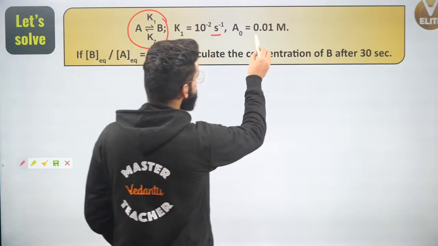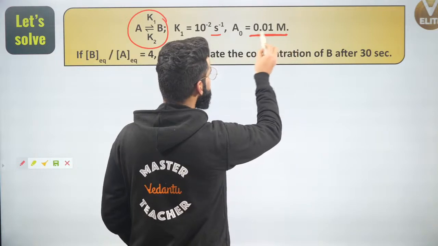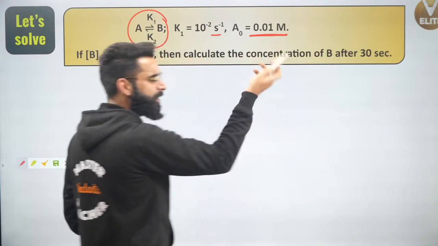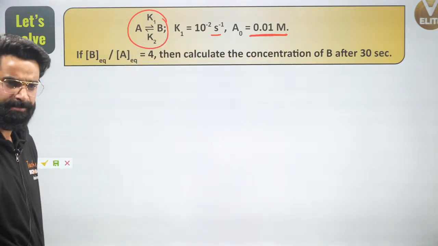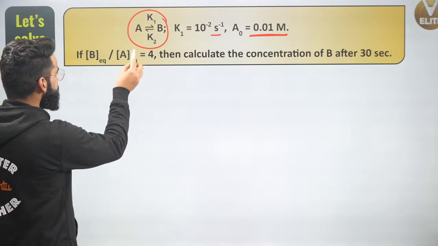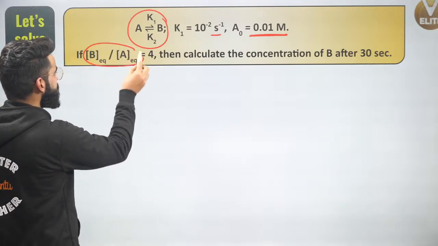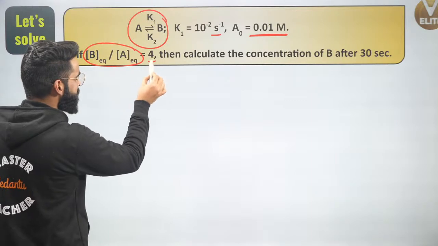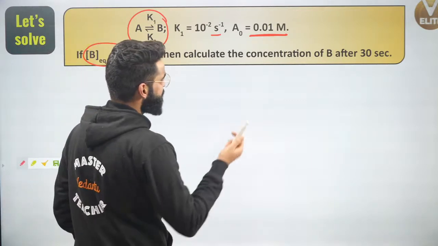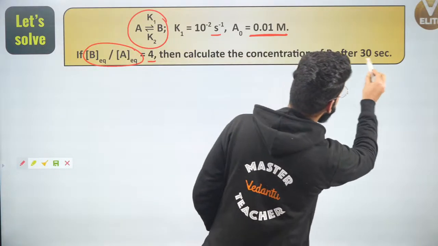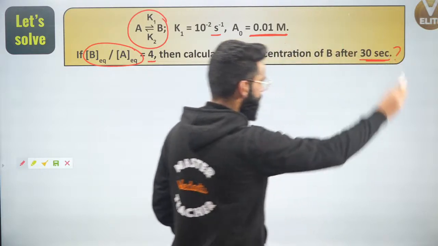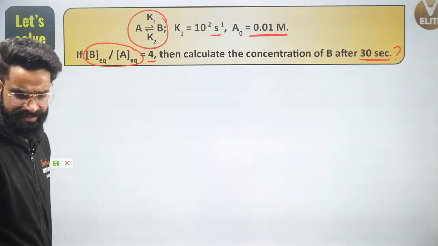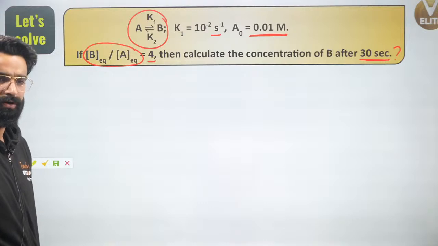I'm given the initial concentration of reactant as well, and I'm assuming initial concentration of reactant equal to the initial moles of reactant, right? I'm given that the concentration of B at equilibrium divided by concentration of A at equilibrium is equal to 4. Okay, fine. Then calculate the concentration of B after 30 seconds. This is something which I'm supposed to calculate, right? Let's see how these sorts of questions are to be solved.